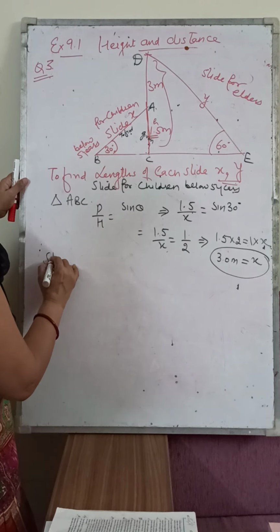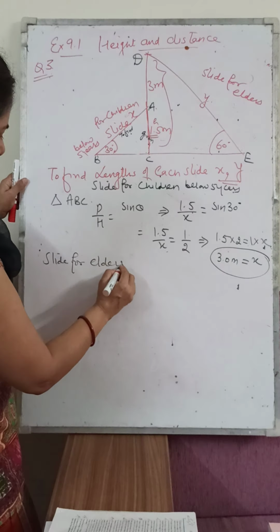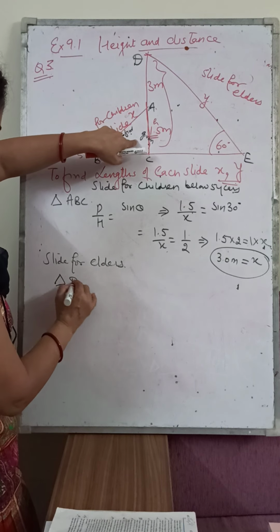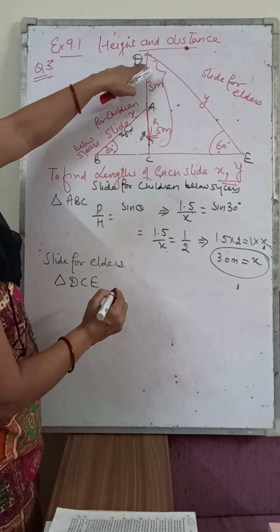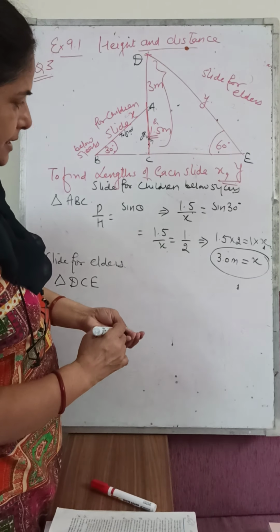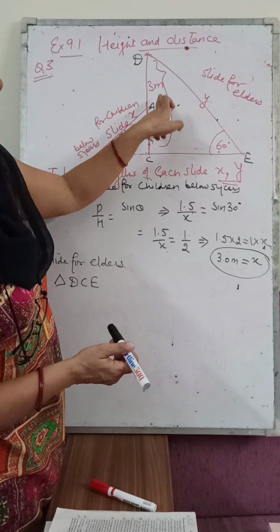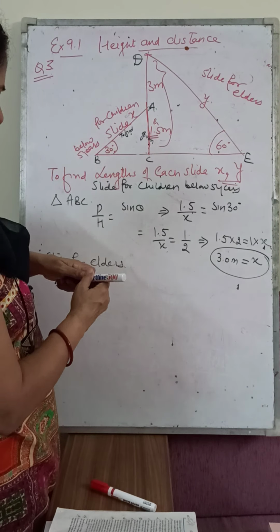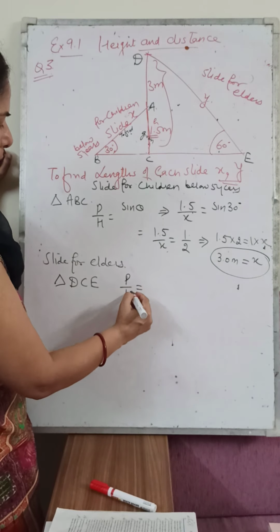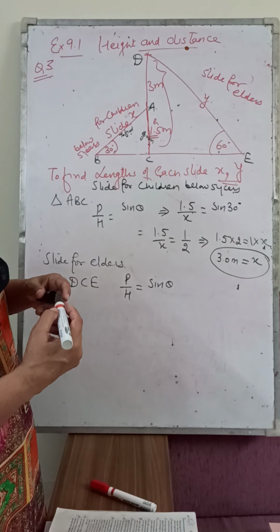Now let's take slide for elders. And for this you will take triangle DCE. In this triangle DCE, perpendicular is what? Again, perpendicular upon hypotenuse is sin theta.